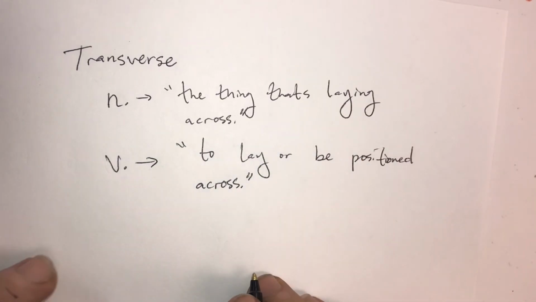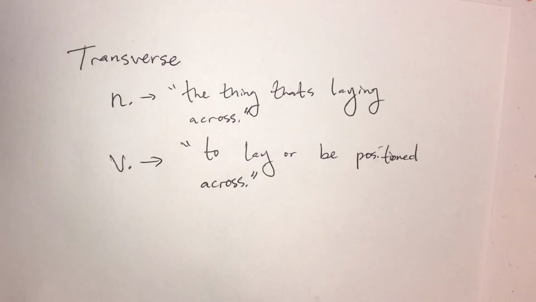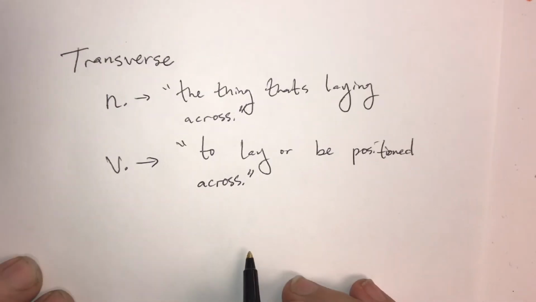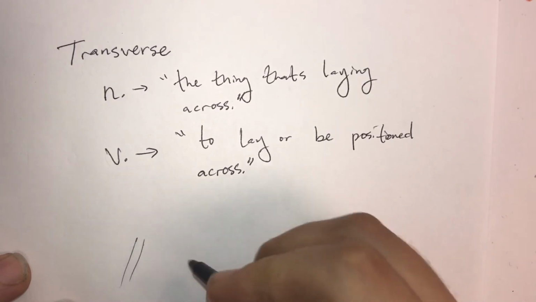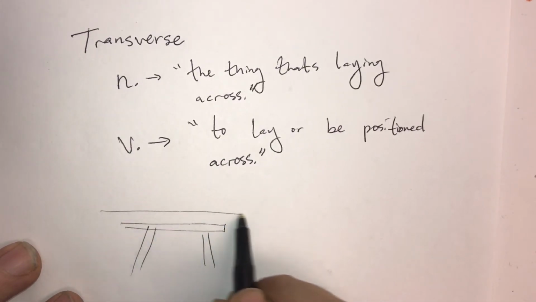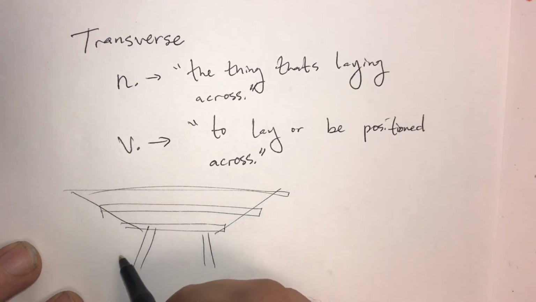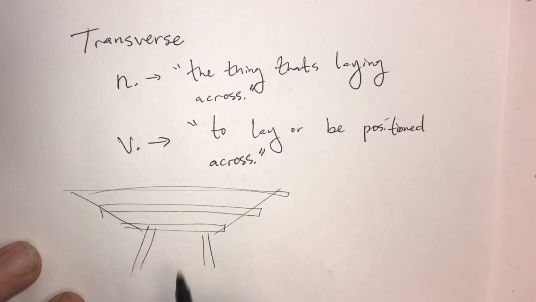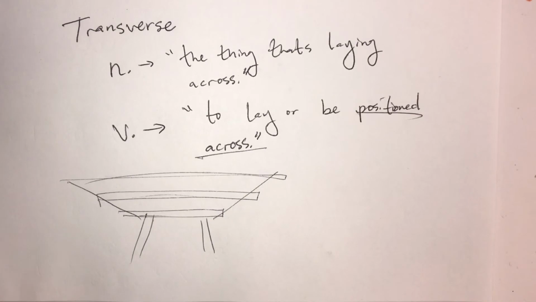So for instance, if you do a Google search for transverse beam, then you'll see lots of structural drawings and photographs of structures that have beams. Maybe this is the underside of, or maybe the inside of a tunnel or something. And on the tunnel there are these beams. Well, they're transverse beams because they're positioned across.